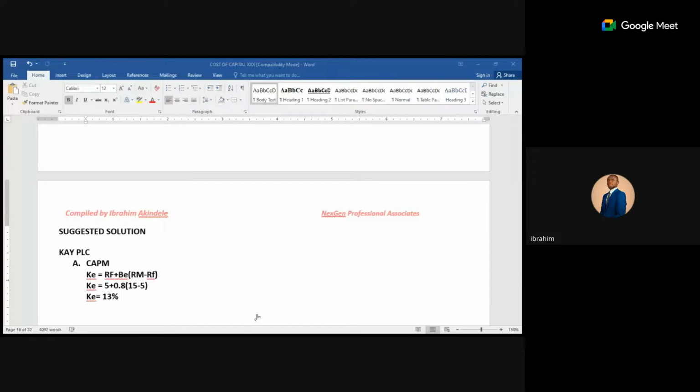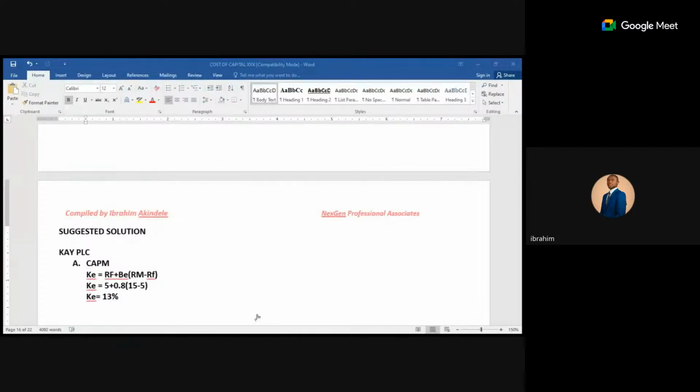In my mind, I was thinking that when we are calculating it, it's supposed to be 5% plus 0.8 multiplied by 10, since 15 minus 5 is 10. So I got a different answer, but I was surprised when they said 13%. So why are we not multiplying by the 10? The bracket open and close, is it not a multiplication sign? Yes, sir.